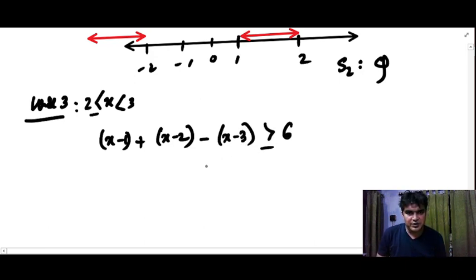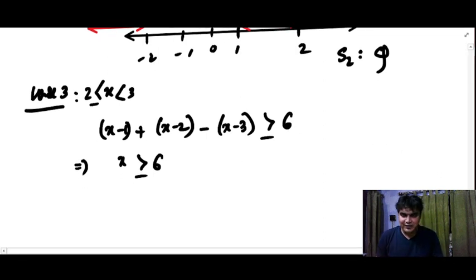The sum of these 3 is greater than or equal to 6. So the x's get cancelled, so we'll get 1x. So here we have minus 1 minus 2 minus 3 plus 3. So the value of x is greater than or equal to 6. Directly we are getting that. Now we are going to check: here we have x which lies between 2 and 3, and here we have x greater than or equal to 6. So is there any common point? Let us check using the number line.